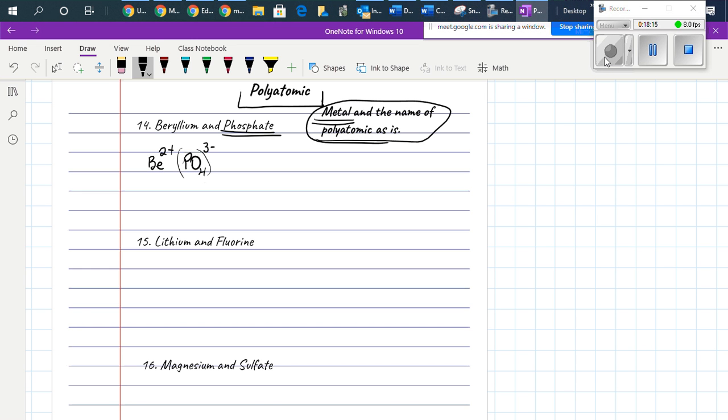So they act as one group, okay? You don't break them. And in order to show that they act as one group, we use brackets. So we take that 3 and bring it to beryllium. We take that 2 and bring it to phosphate. So this will be Be3(PO4)2. And the name will be beryllium phosphate. So we don't change the name of the polyatomic. We keep it as it is.